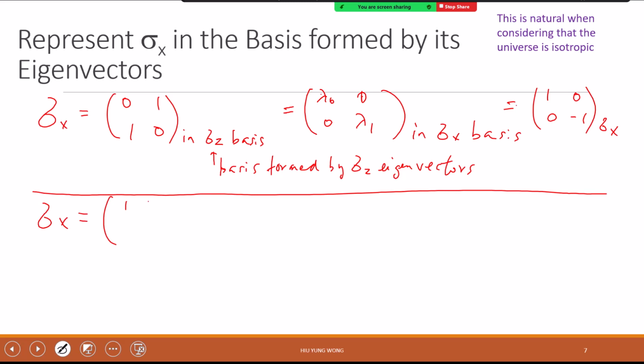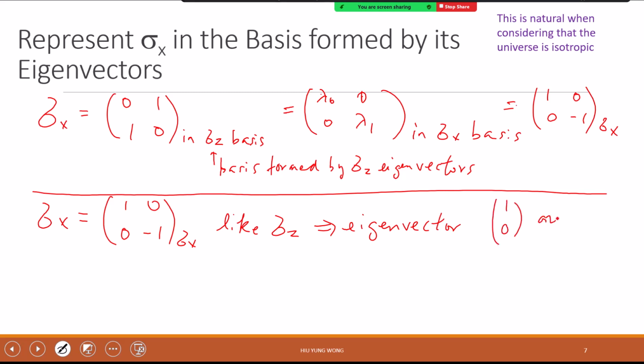Here I just say that sigma x is also equal to 1, 0, negative 1 in sigma x basis. Then the eigenvector must be, you just solve the equation, 1, 0, and 0, 1. That was the eigenvector for sigma z when you express it as 1, 0, 0, 1, right?